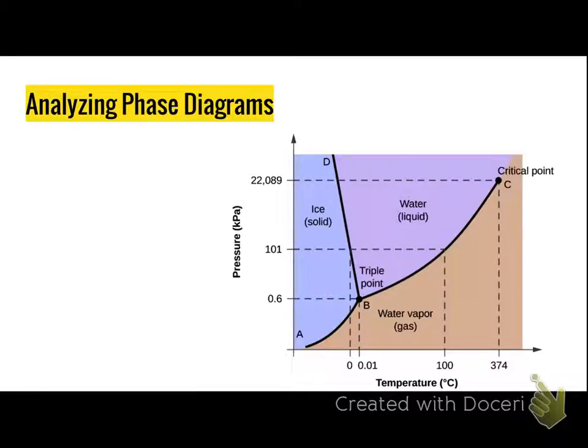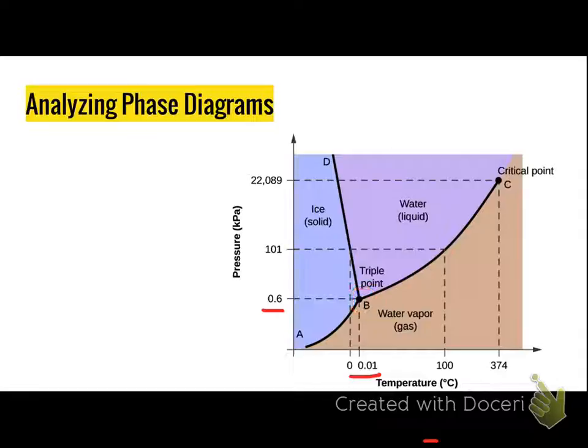Okay, so analyzing phase diagrams. What can I ask you? What type of questions will you see on phase diagrams? So I could ask you things like, at what pressure and temperature will you find all three states at equilibrium? Well, knowing that all three states at equilibrium is your triple point, you would find that triple point and then you would tell me that the temperature would be 0.01 degrees C and your pressure would be 0.6 kilopascals.